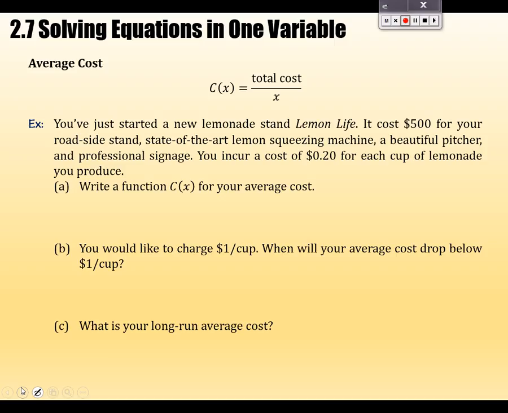So if you were in Algebra 1 class, and I asked you for the total cost of producing x cups of lemonade, what would the total cost be? Don't look at this equation yet. It'd be 500, which is always going to be in there, plus 0.20 times x. Exactly, right? That's kind of an Algebra 1 problem about slope and y-intercept. We can think of 500 as the y-intercept, and we can think of 0.2 as the slope.